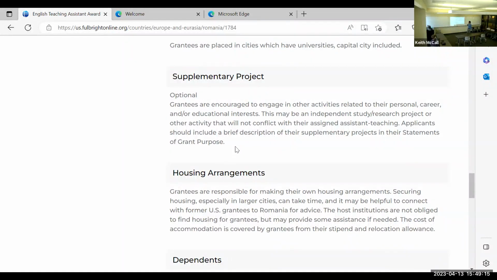So if this one says you are encouraged to engage in other activities, others will say you are required to be doing something.